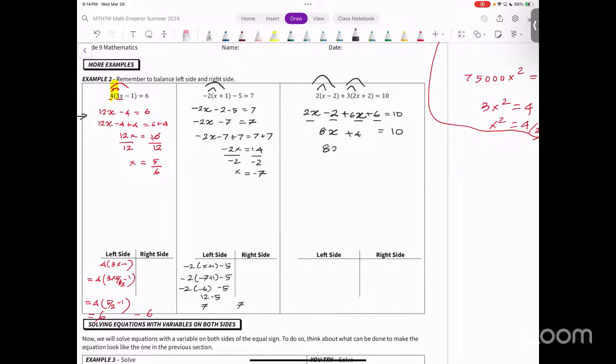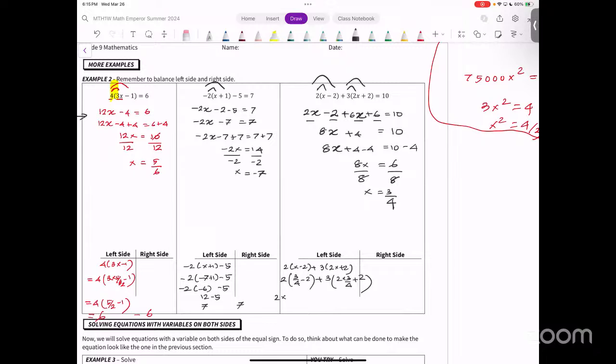Opposite operation for the addition, we're going to subtract it. So we go to 8x is equal to 6. The opposite operation for the multiplication is division. x is 3 over 4. We need to test it. 2 times x minus 2 plus 3 times 2x plus 2. So 2 times x is 3 over 4 minus 2 plus 3 times 2 times 3 over 4 plus 2.